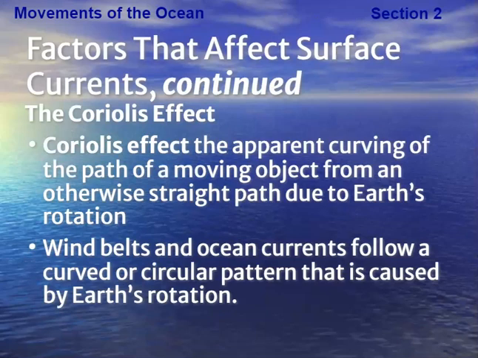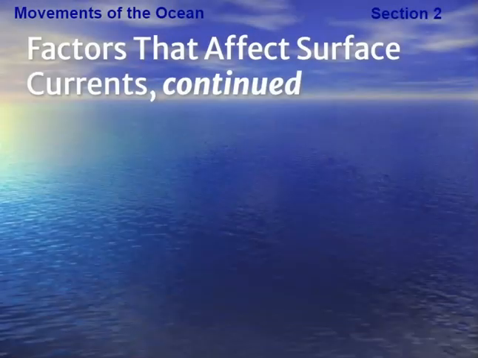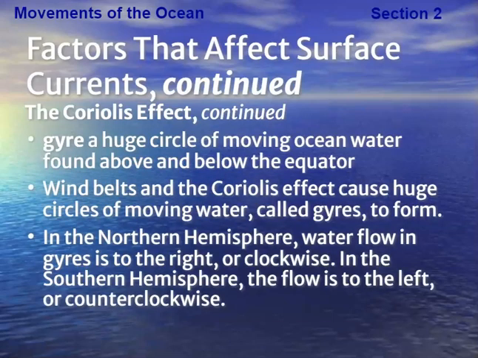The Coriolis Effect, recall, is due to the spinning of Earth. And just as a little bit of review, the Coriolis Effect is the apparent curving of a path of a moving object from an otherwise straight path due to the rotation of Earth. We talked about that during our weather unit. Wind belts and ocean currents follow a curved or circular pattern that is caused by this rotation of our planet.